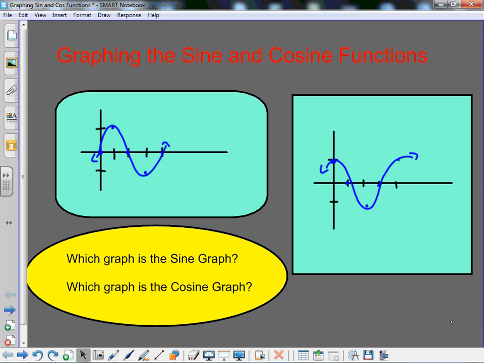Now today what we're going to do is look at graphing the sine and the cosine functions. By the end of this lesson, you will be able to pick out which graph here, graphed in blue, is the sine function and which one's the cosine function. That's going to be the goal after watching this little video.